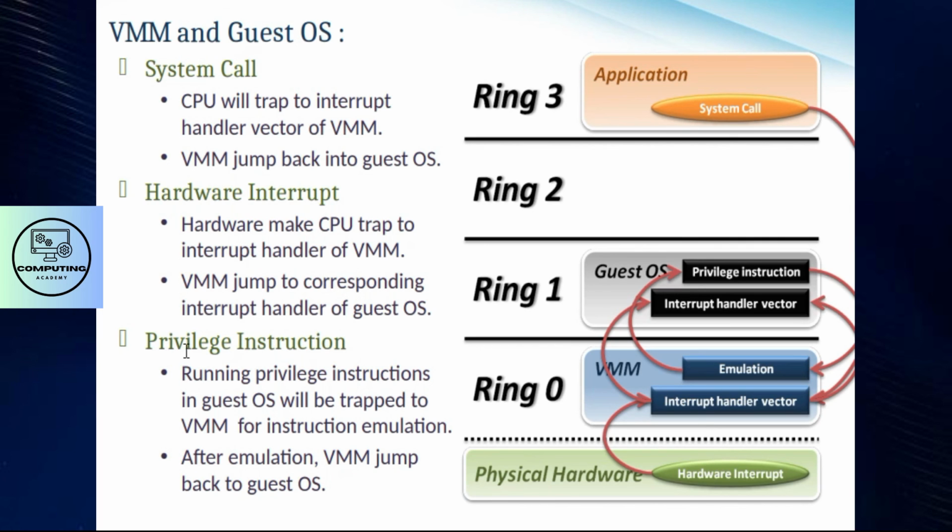And the last one is privileged instruction. Running privileged instructions in the guest OS will be trapped to VMM for instruction emulation. And after emulation, VMM jumps back to the guest OS.